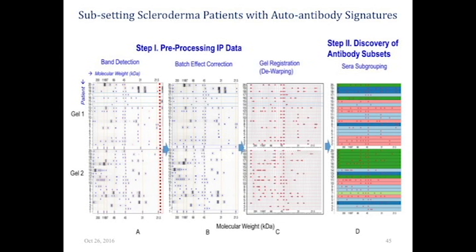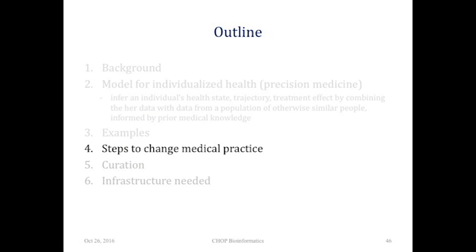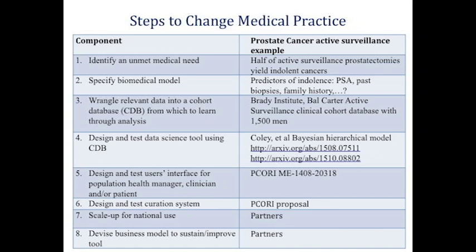I just want to close by making a couple of comments. So if people like us are going to change medical practice, and we have an opportunity to do so because clinicians are sitting there now thinking to themselves, what does this information mean? It's getting too complicated. If we want to help them make better decisions, we've got to do a couple of things. So the first thing we have to do is identify the unmet medical needs where the data are relevant to the decisions. So for example, half of active surveillance prostatectomies yield indolent tumors that shouldn't have been taken out. Yeah?